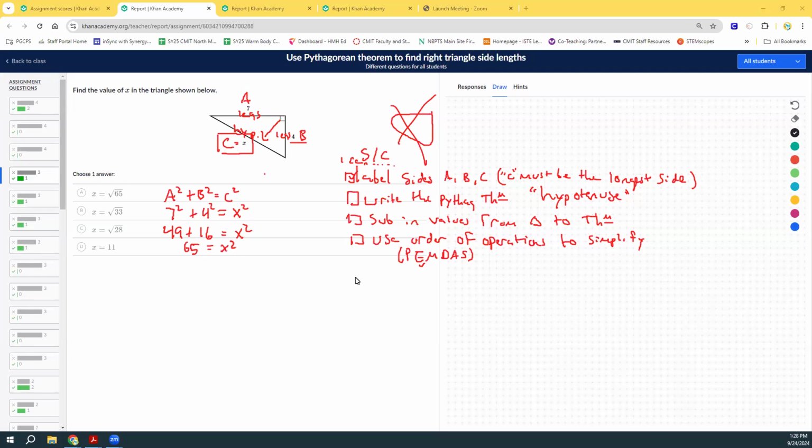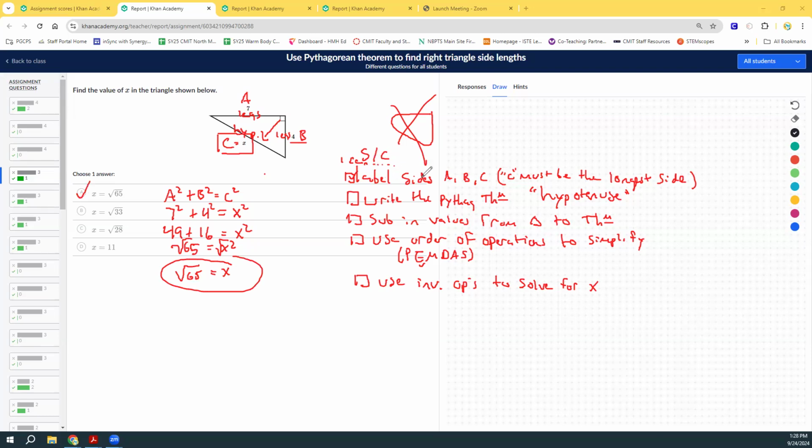And then use inverse operations, solve for x. And what does that mean? We want a square root because we see x squared. It's square root. And x squared, square rooted is just x. And 65 is not a perfect square, so I'll leave it like that. It's my final answer: square root of 65.